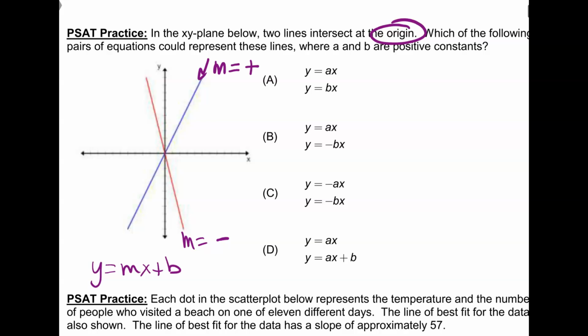0, because they intersected the origin. So I'm literally going to have 2 equations where I have y equals some positive number times x, and y equals some negative number times x. The positive number comes from the fact that the blue one has a positive slope, and this negative number comes from the fact that the red has a negative slope. So which one could it possibly be? B.